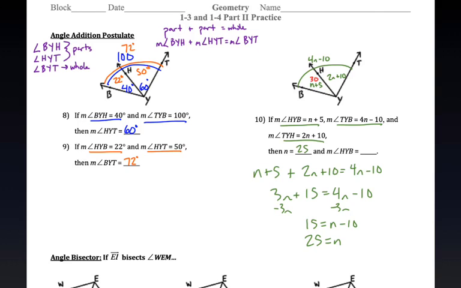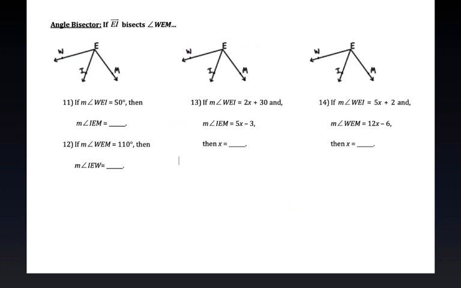Simplify, get variables together. I got that n was equal to 25. And if n equals 25, then this angle equals 30. This angle up here equals 60. And then that angle HYB is 90. So my answer is, hold on, no, 30. Right. The measure of angle HYB is 30.